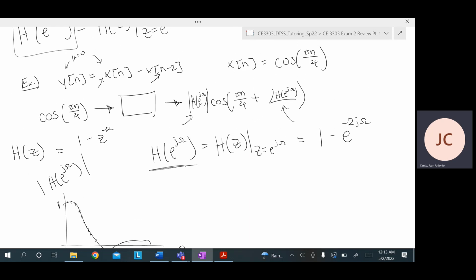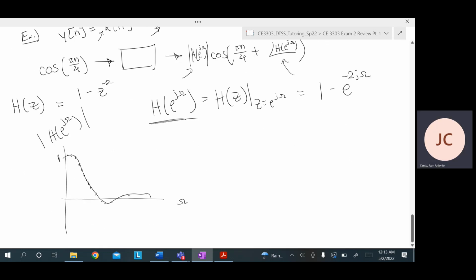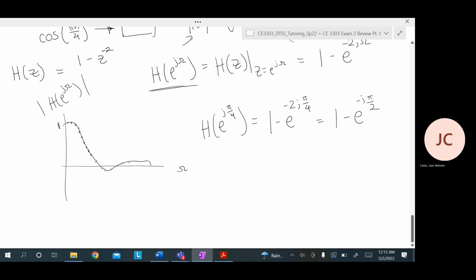Now, for this particular input signal, we can see the frequency is pi fourths, okay? So what we're going to do is input that into our frequency response. So H of e to the j pi fourths, all right? That's equal now to 1 minus e to the minus 2j pi fourths, meaning that's 1 minus e to the minus j pi halves. Okay, hopefully everyone can see that.